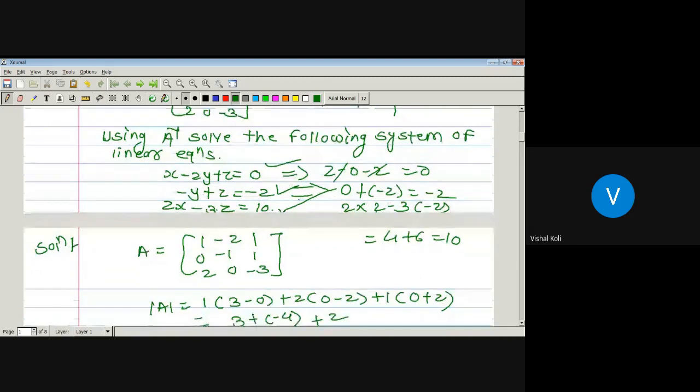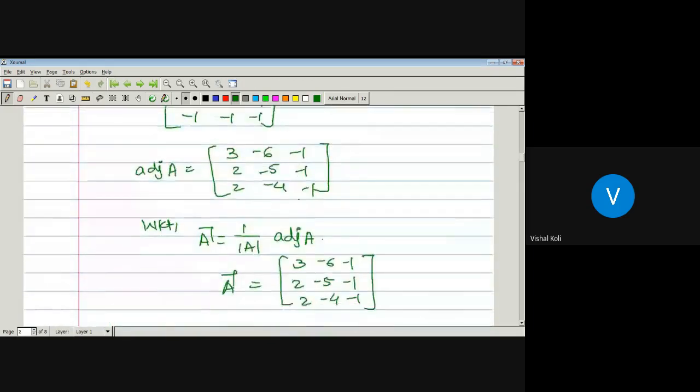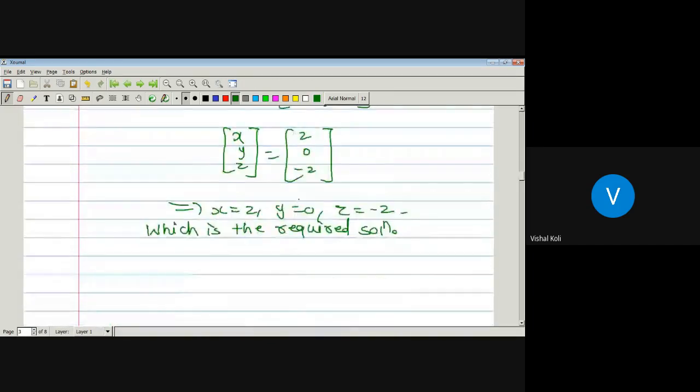So in this way we can cross verify whether the values of x, y, z that we have found out are true or not. We have to just put these values in our given system of linear equations, and if they satisfy these linear equations, then our required value will be okay. So in this way we can solve a given system of linear equations by matrix method.